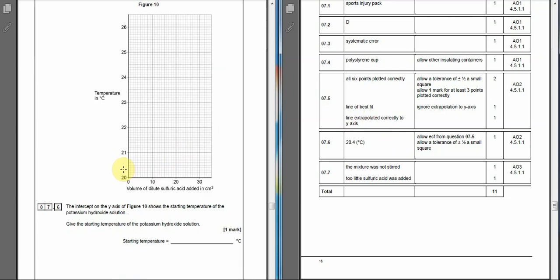That would allow you to calculate a starting temperature. So if you did it right, plotted it right, you'd get 20.4. If you made an absolute pig's ear of your plotting and then you drew a line and it met somewhere else, we can count that. You just have to look at your paper.